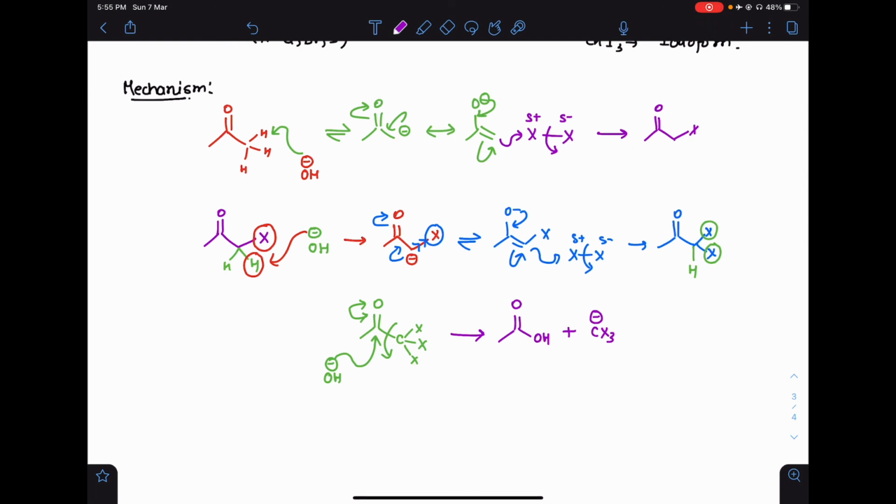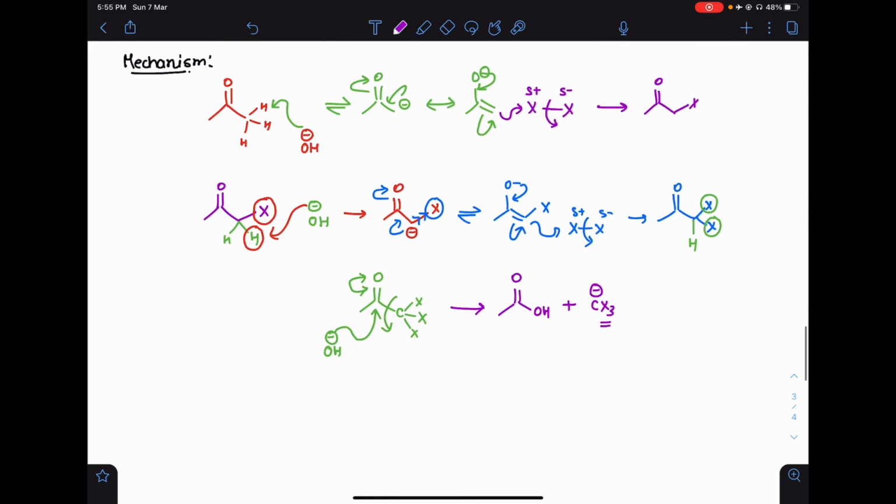It will form OH plus CX3 minus. Why is this CX3 minus stable? Because of the presence of three halogens, which are minus I effect showing groups. And because this is an acid and this is a base, an acid-base reaction will happen. You will have C double bond O minus plus CHX3, which is your haloform, and the counter ion is sodium. So that is how you get your product.